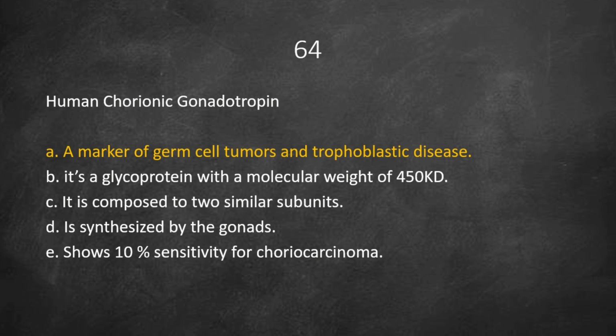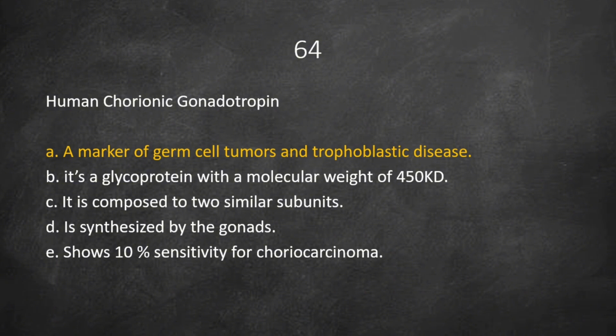If you look at option D, is synthesized by the gonads. This is incorrect. HCG is primarily synthesized by the placenta during pregnancy. Then look at option E, shows 10% sensitivity for choriocarcinoma. This is incorrect. HCG is actually quite sensitive and specific for choriocarcinoma, with sensitivity often reported as much higher than 10%. So it's a primary marker used to diagnose and monitor choriocarcinoma. So the correct answer here is A, which is a marker of germ cell tumor and trophoblastic disease.